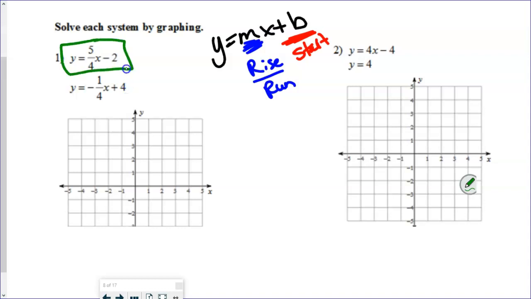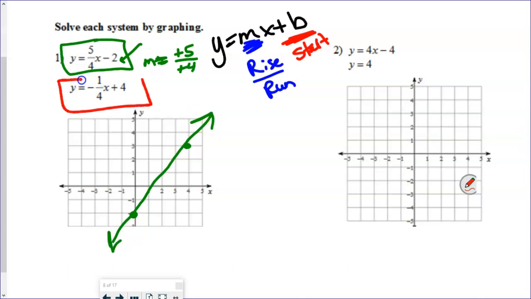5/4 x minus 2. We're going to start at negative 2 on the y-axis, and then your slope is 5/4. So that means you're going to travel up 5 and to the right 4. 1, 2, 3, 4, 5. 1, 2, 3, 4. And then, of course, if you're Mrs. Abruzzo, you're going to kind of draw a line. I should have been more careful, but whatever.